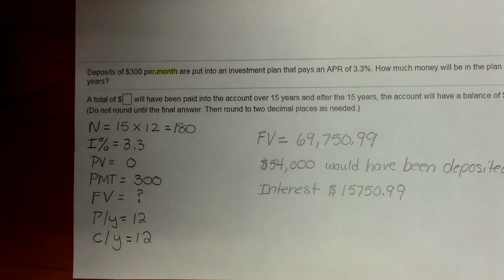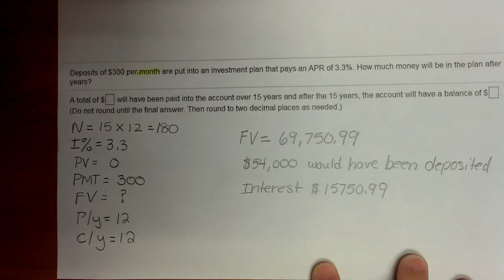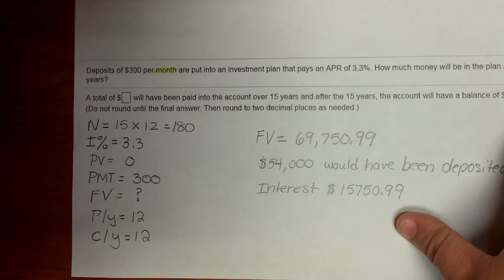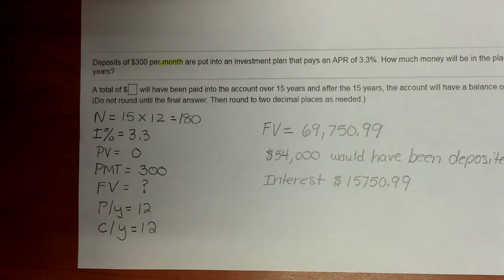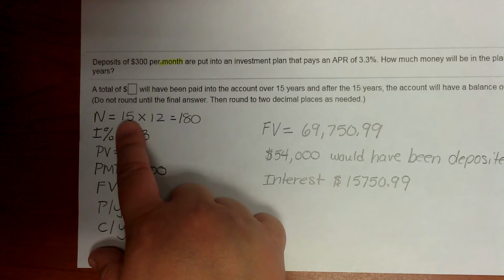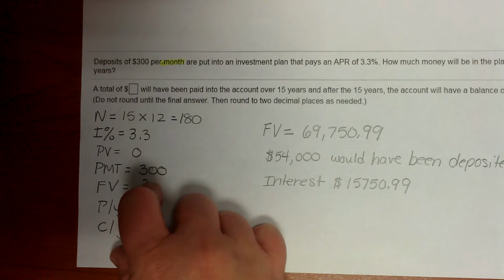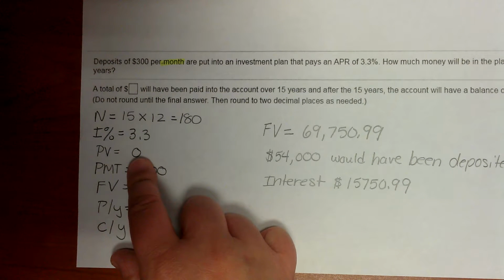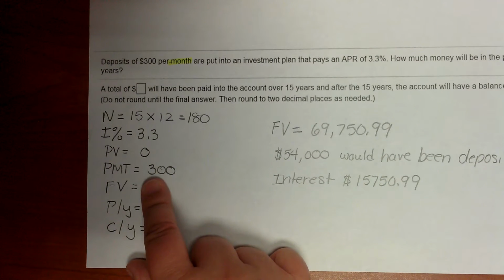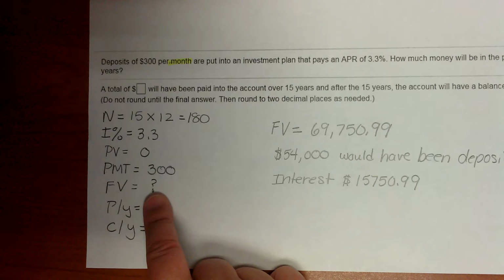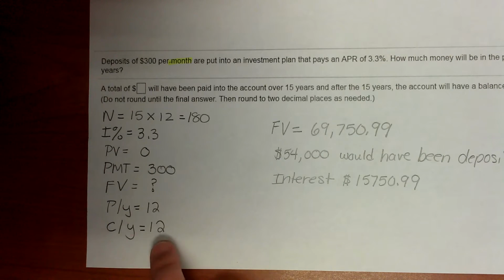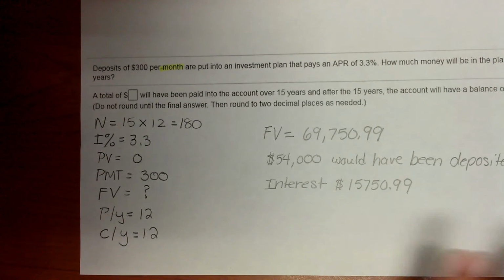All right, last example. We're going to make deposits of $300 a month and put it into an investment plan that pays 3.3%. We want to know how much is going to be in the plan after 15 years. So if we're doing this monthly for 15 years, the number of periods, 15 times 12 months, that's 180. My interest rate is 3.3. We're not starting with any money. We're starting at 0, and we're going to just start depositing $300 a month. So my payments are going to be $300. My future value is what I'm looking for. And then my PY and my CY, since this is monthly, is going to be 12.